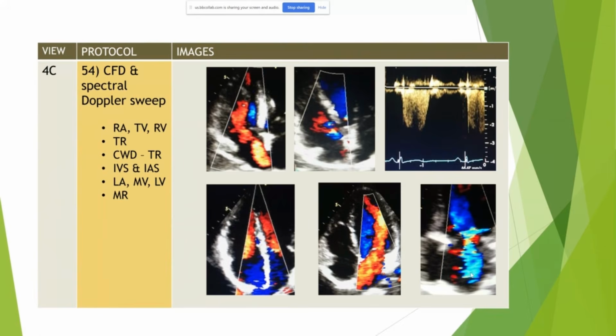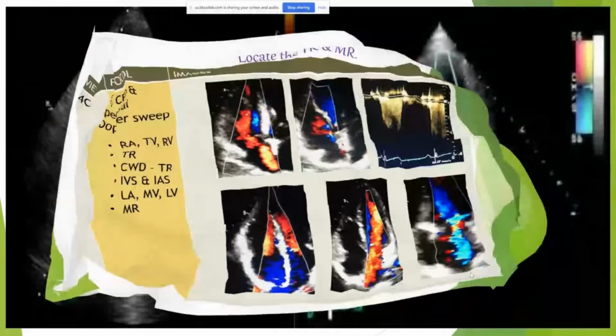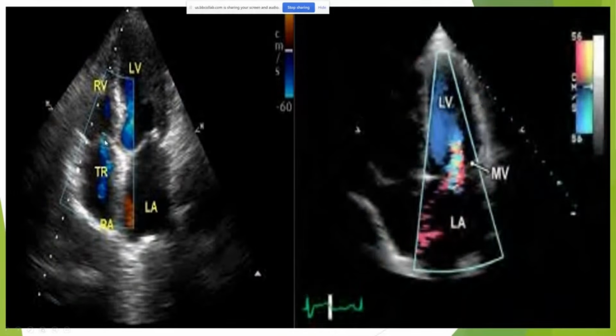I have better images of these. These are from your books. I just want to show you a better image that I got from the internet. And this would be what it normally looks like in four-chamber. This is for tricuspid regurgitation. This is for mitral regurgitation.